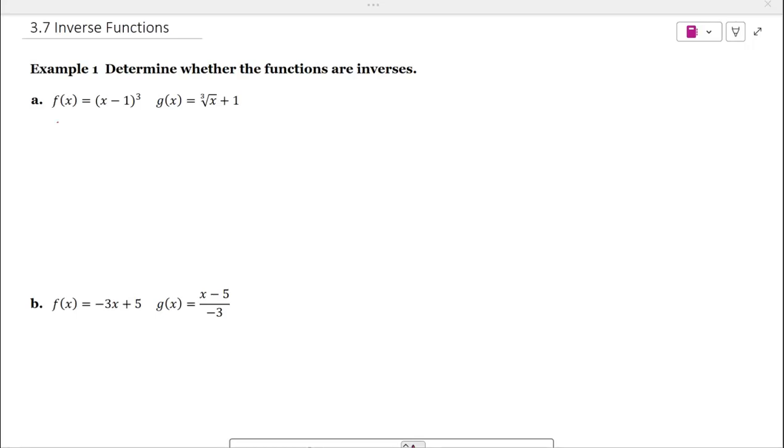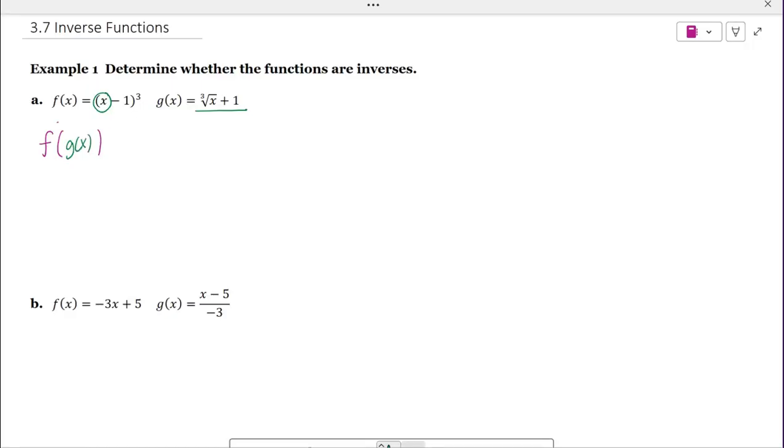Determine whether the functions are inverses. When we want to look at two different functions and determine whether they're inverses of one another, we're going to look at their compositions. So what I'm going to do is take the entire function g and plug that in the place of f. So I'm looking at f of g of x.